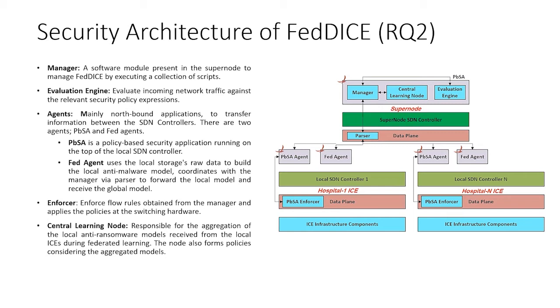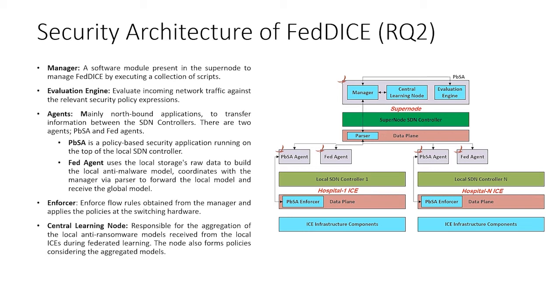The architecture presented here is based on the SDN functionalities and components. So now let's see its main components. The first one is the manager. The Supernode has the manager component, a software module to manage the FedDICE. The manager runs as a northbound application and interacts with the Supernode SDN controller through its northbound application programming interface. That means it allows the components of the network to communicate with the higher level components.